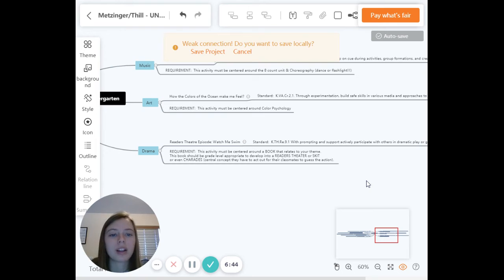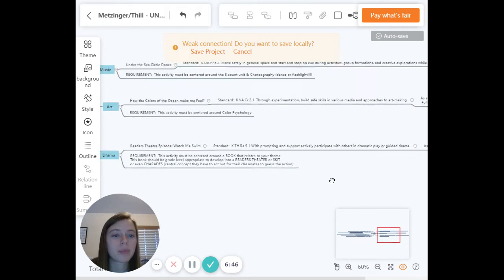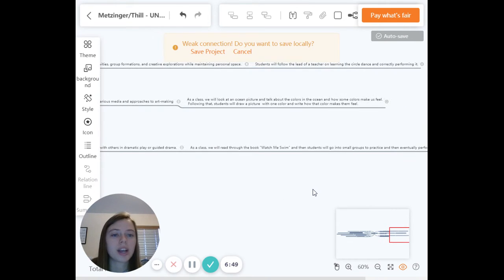Our title is How the Colors of the Ocean Make Me Feel. So as a class, we'll look at an ocean picture and talk about the colors in the ocean and how some of those colors make us feel. So we'd have a picture of the ocean, and we talk about the orange starfish or the blue fish. And we talk about how sometimes colors make us feel a certain way, or when we feel an emotion, maybe we relate that to a certain color.